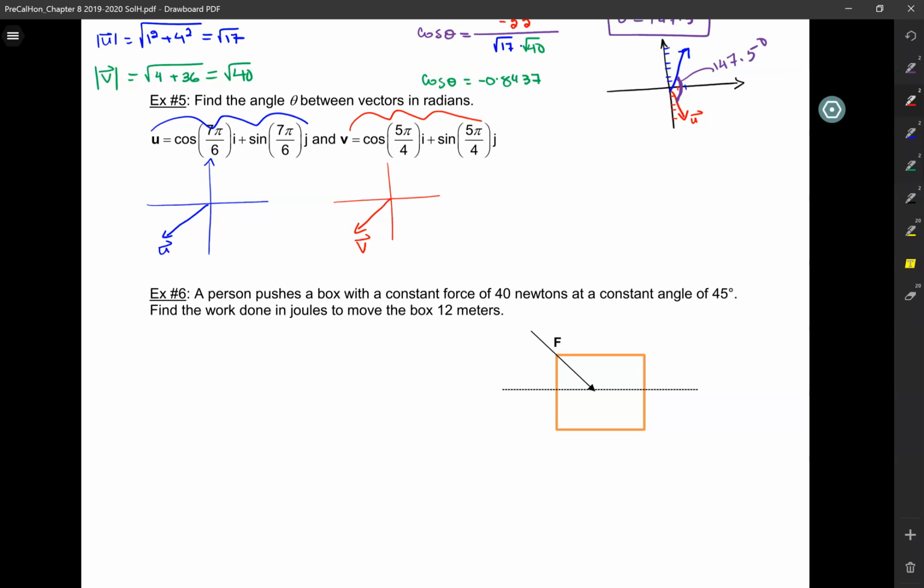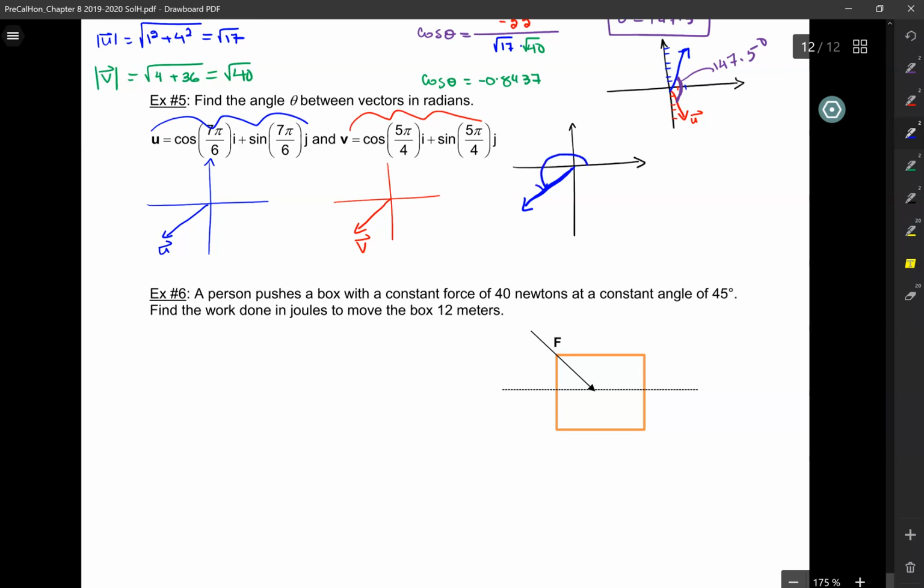So hey, you know what? Why don't I draw these together? Why don't I draw u together? I'm sorry, here. And now, how much is the angle from here to here for u? How much is that angle? 7 pi over 6, right? Does it make sense to you that that's 7 pi over 6?